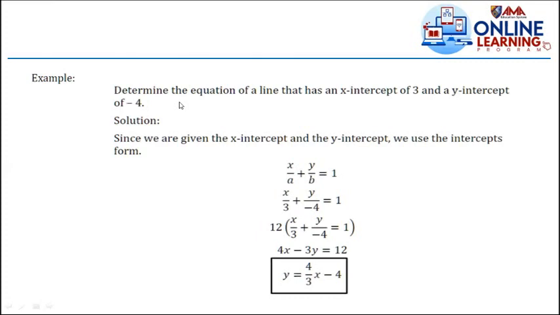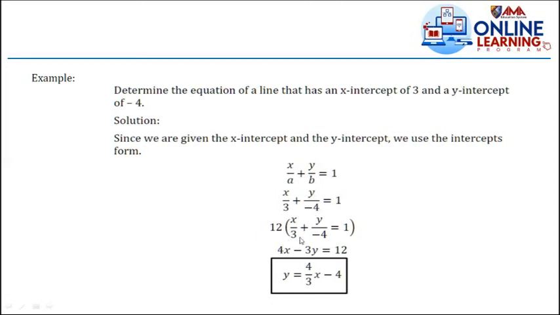Solution: since we are given the x-intercept and the y-intercept, we use the intercept form. So this is your formula, x over a plus y over b is equal to 1. If we substitute our given data, your x-intercept is equal to 3, that is our a. And your y-intercept, that is our b, is equivalent to -4. So x over 3 plus y over -4 is equal to 1.